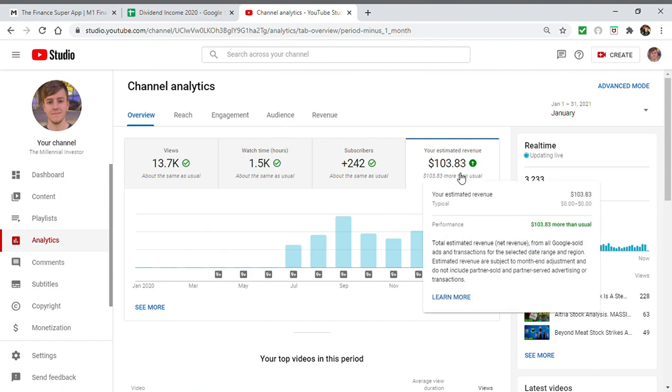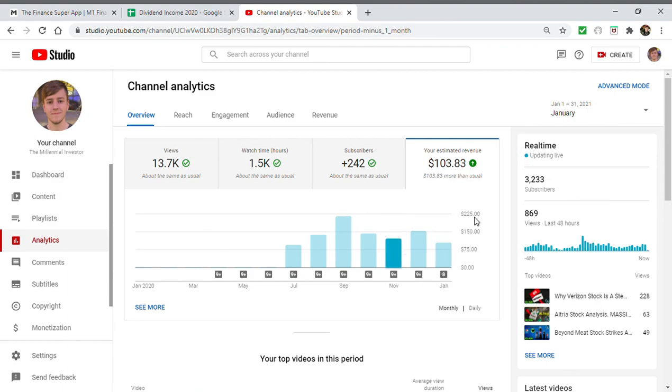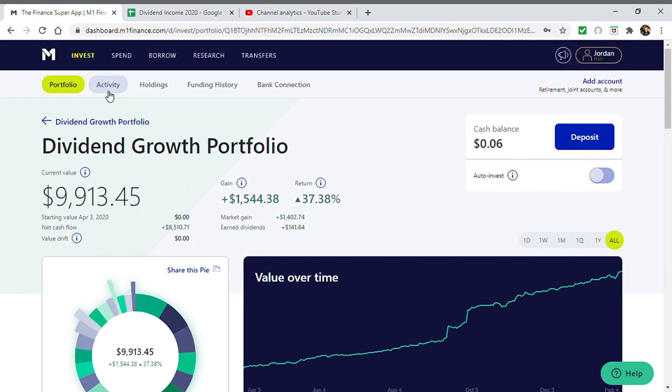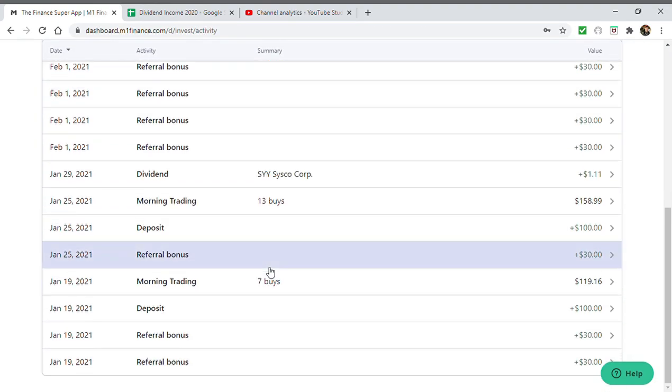And $103 came from monthly YouTube ads, which January is usually a slow month. And now my new posting schedule, usually only post about twice a week. This is one of the few times I actually post 3 times a week. And the rest of that came from the referrals. And this is all my activity feed for the month of January.